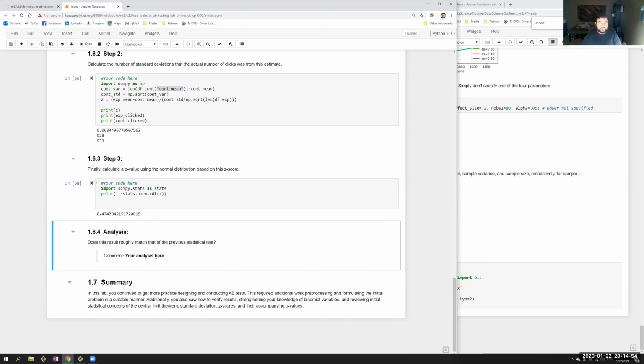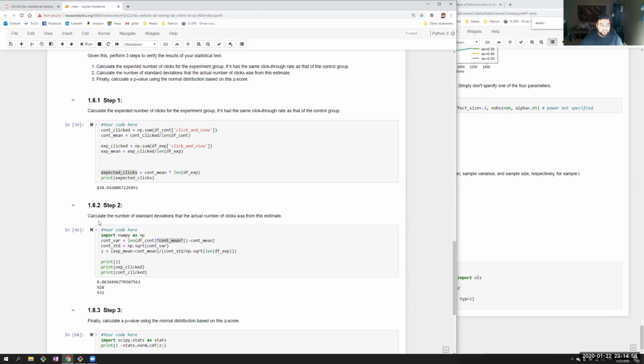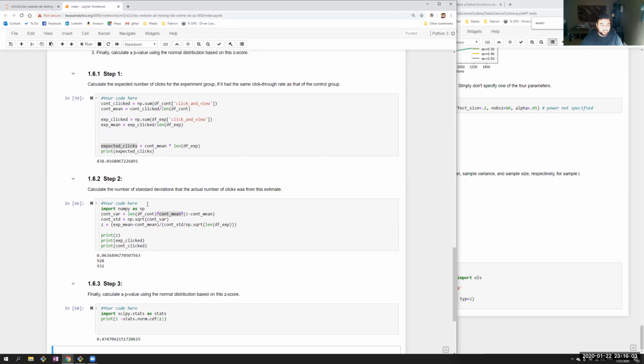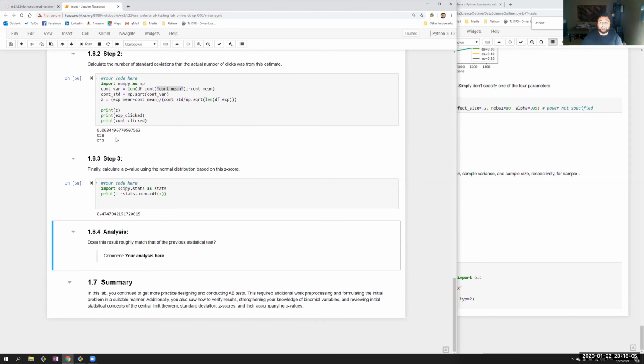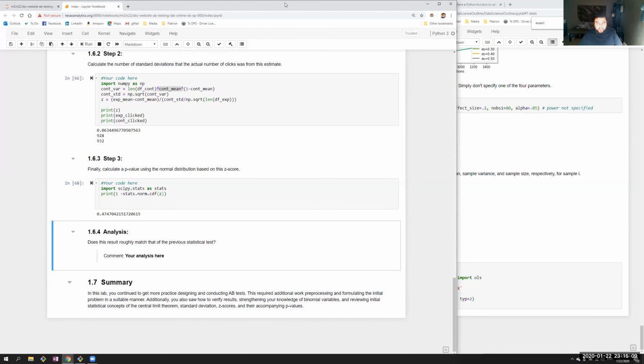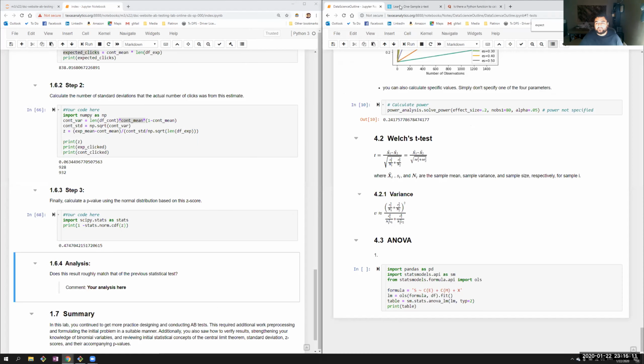Does this match your previous statistical test? It does not. The p-value before was like, I don't even know, 0.008. So I don't know what the hell's happening there. So I'm not even going to try to do an analysis. Let's just go over and see what they have to say. Okay.